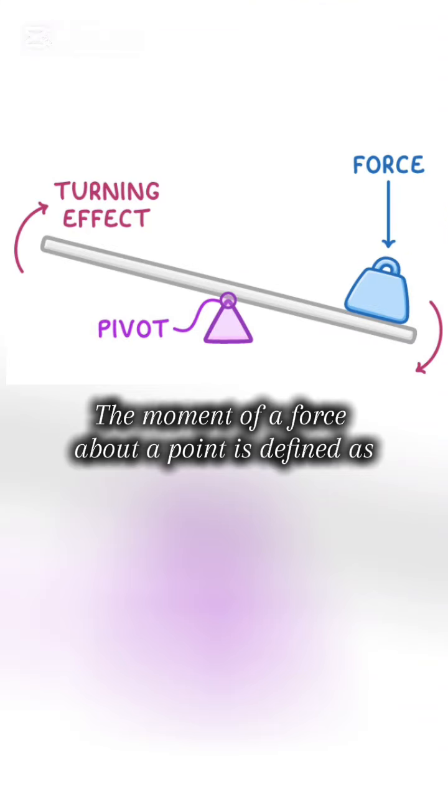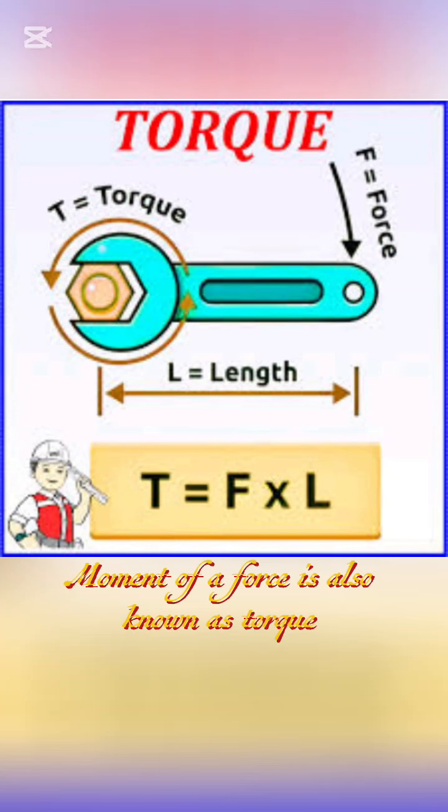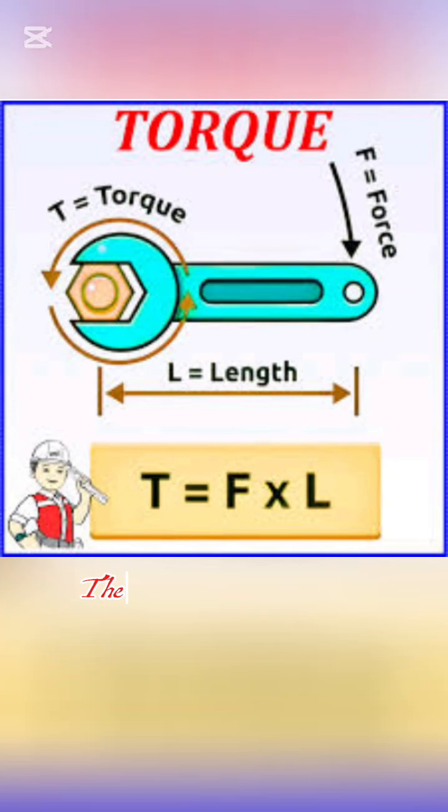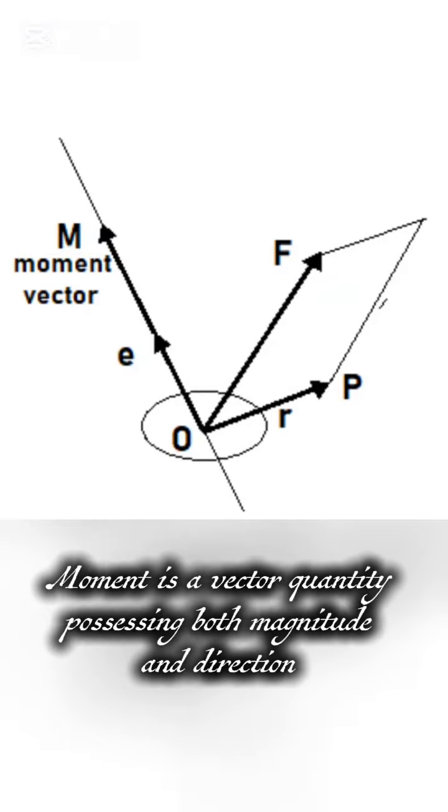The moment of a force about a point is defined as the product of the force and the perpendicular distance of its line of action from that point. Moment of a force is also known as torque. The SI unit of moment is Newton meter. Moment is a vector quantity possessing both magnitude and direction.